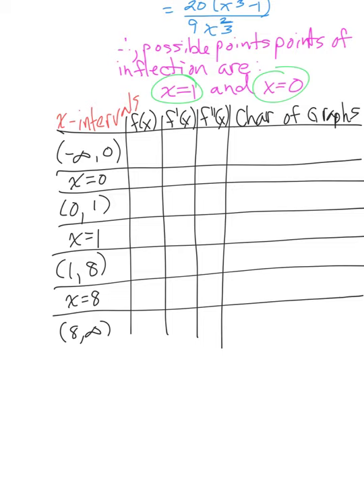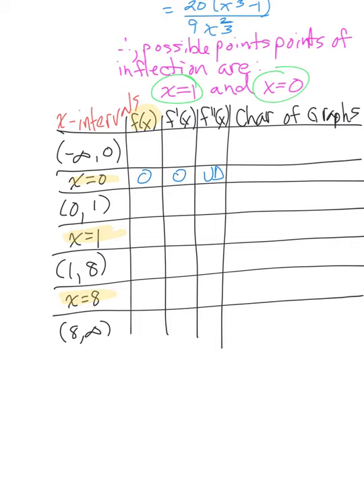Okay, so remember we are going to substitute into the original function only these 3 values here. So if I sub those in, for x equals 0, I get 0 for the original function, 0 for the first derivative, and undefined for the second derivative. So we'll come back to that.